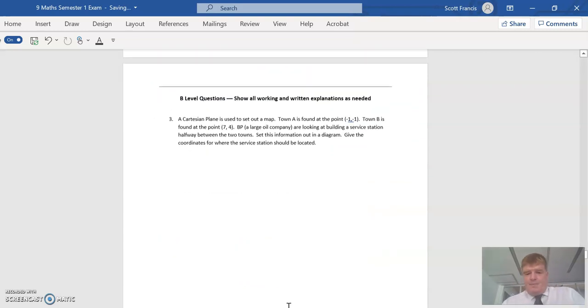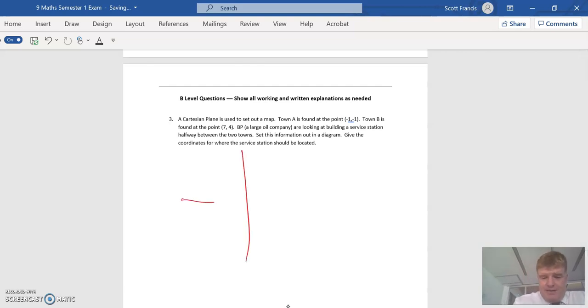Next one. Okay, you've got a map, so you've got a Cartesian plane. Cartesian planes have positive and negative values. Town A is found at the point -1, -1. So if we say this is -1, -1, this is going to be town A, right at that point here. Town B is at the point 7, 4. So you go 7 along the x-axis, 4 on the y. That's going to be town B.